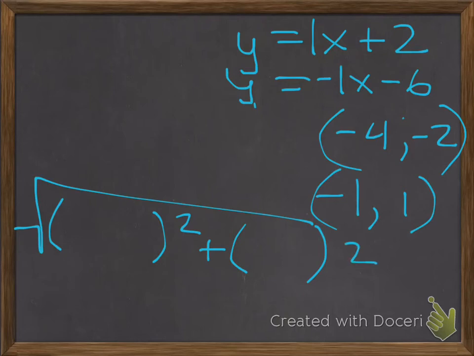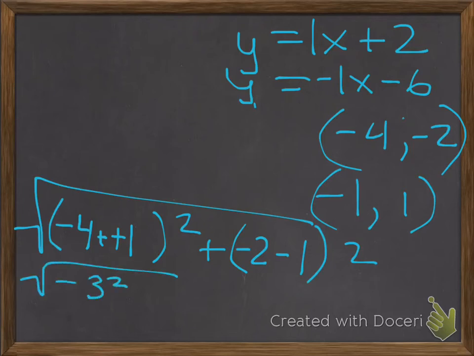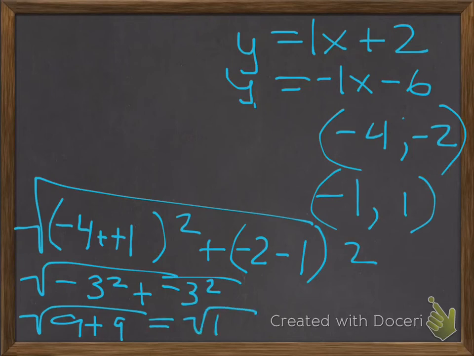Using the distance formula, so I subtract the x's, square them, subtract the y's, square them, and we get negative 3 squared plus negative 3 squared, 9 plus 9, which is the square root of 18. And we can leave our answer like that.